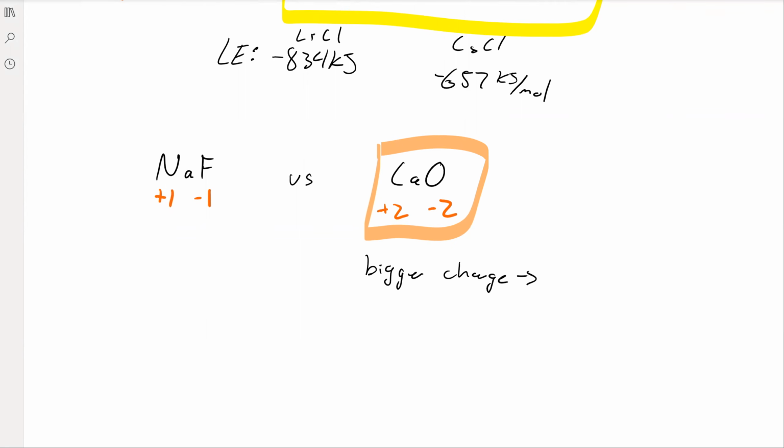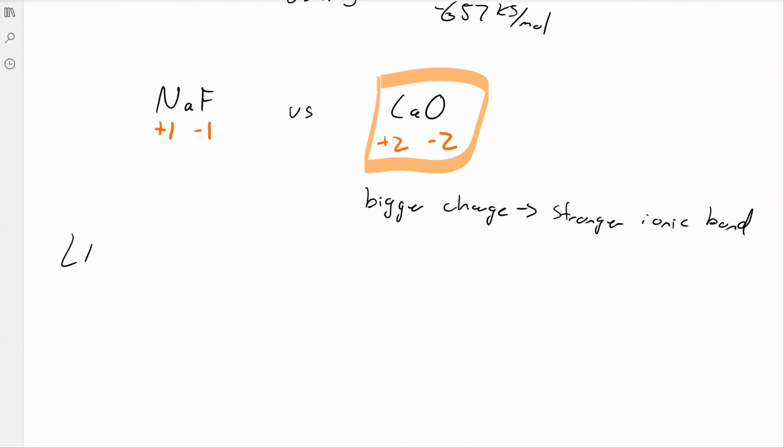And so that's what's going to be the stronger ionic bond, right? We said according to Coulomb's law, the stronger your ionic bond, the more lattice energy you're going to release. And if we look at these values right here, for sodium fluoride, it's negative 910 kilojoules per mole. And then for calcium oxide, it's negative 3,414 kilojoules per mole. So you can see that the calcium oxide ionic bond is much stronger than the sodium fluoride.